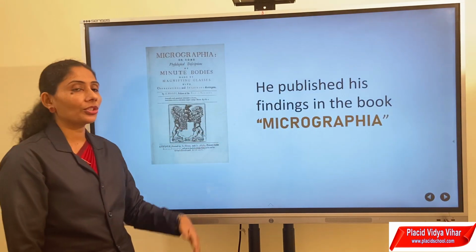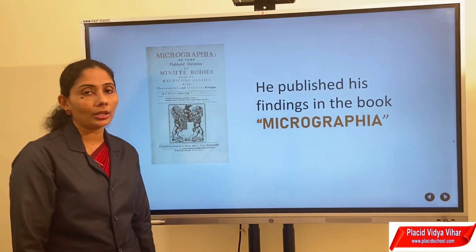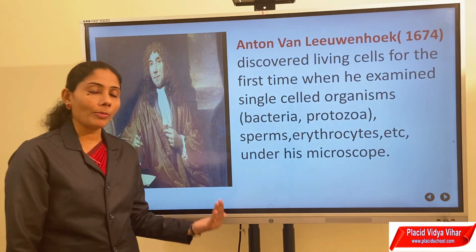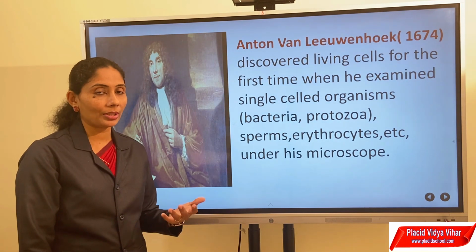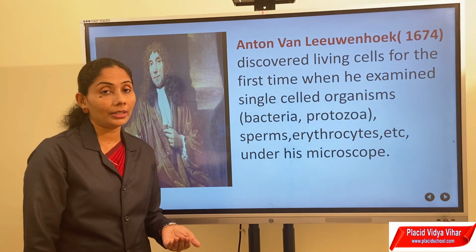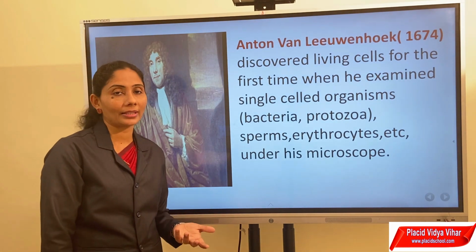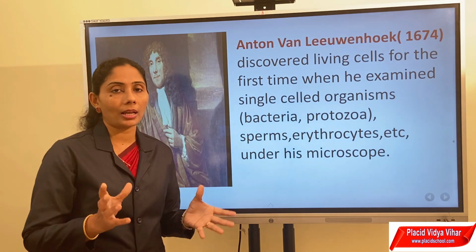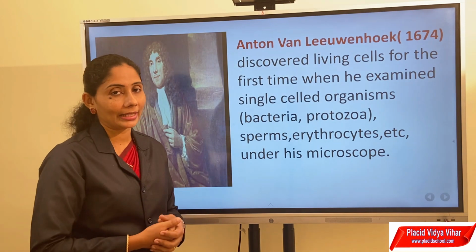Now, Robert Hooke published his findings in the book Micrographia. So Robert Hooke was a person who discovered a dead cell. He was the one to discover a cell, but not a living cell; he discovered a dead cell. The compartments he had seen were nothing but plant cell walls enclosing empty spaces, because those were dead cells.